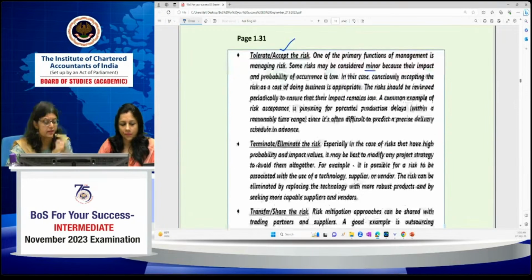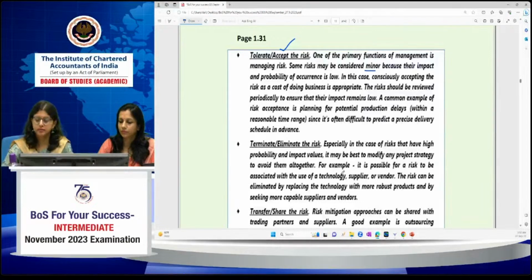Then we will see terminate or eliminate the risk. What do we do in this particular case? Suppose we have a particular infrastructure and we know that it's collapsing throughout. It's not giving me the desired result. So what do I need to do? I need to upgrade my systems. I need to install new software. So in this particular case, I am eliminating the risk from its root.